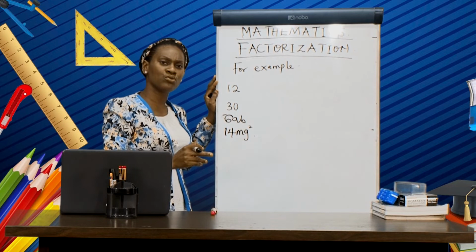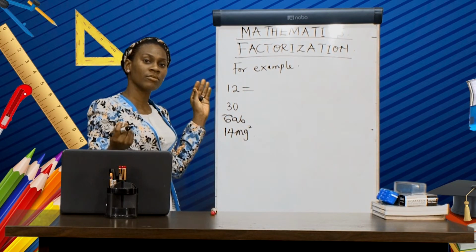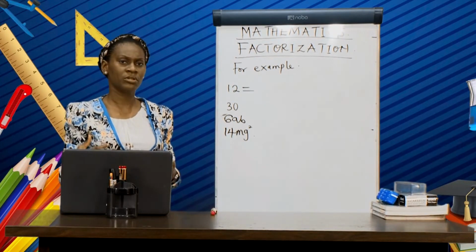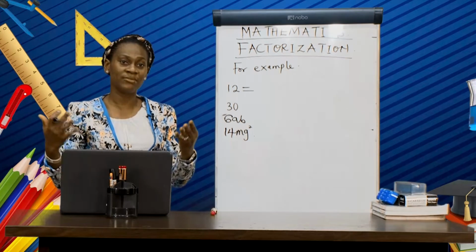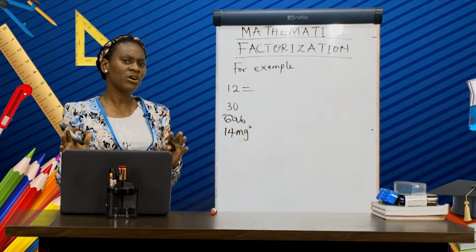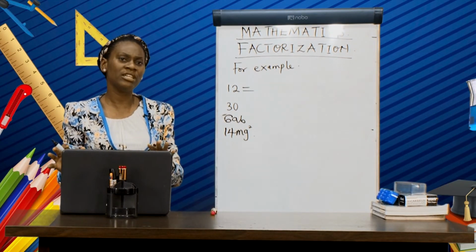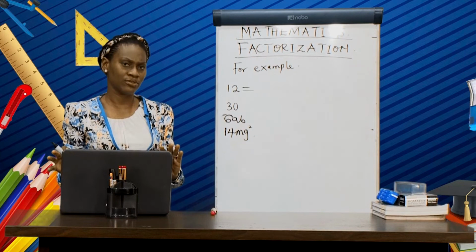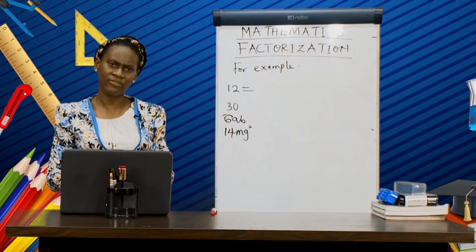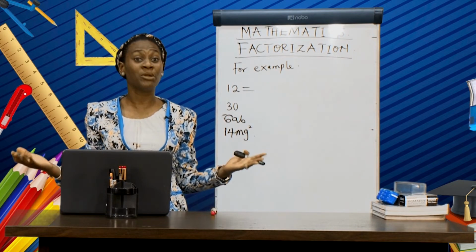12, for example, can be broken down. You can say 12 is equal to 1 times 12. You can say 12 is equal to 2 times 6. You can say 12 is equal to 3 times 4. But for the purpose of this class, we'll be breaking the number down into prime factors. I believe you remember what prime factors are. They are simply prime numbers. And what are prime numbers?